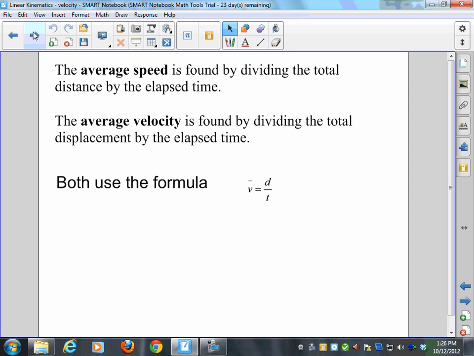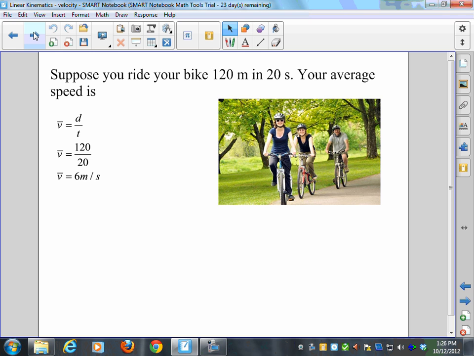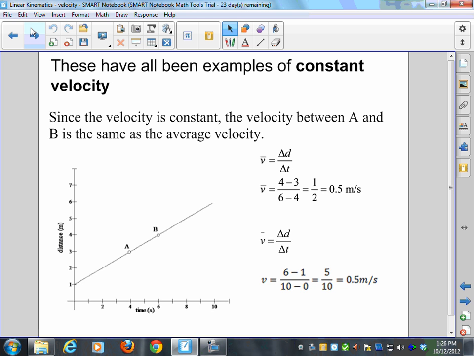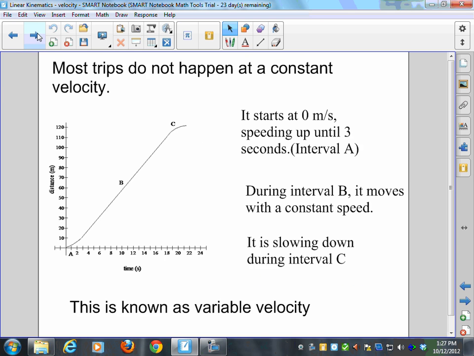We talked about average speed is the distance divided by the time, and average velocity is the displacement divided by the time. Here's a quick example there. Here's another example. This one was average velocity, right? And again, these were all examples of constant velocity, and we learned that when it's constant velocity, the slope is going to have to be exactly the same throughout. So I just took a small interval here, and I got 0.5. I took the entire interval, and I got 0.5, because it's constant velocity.